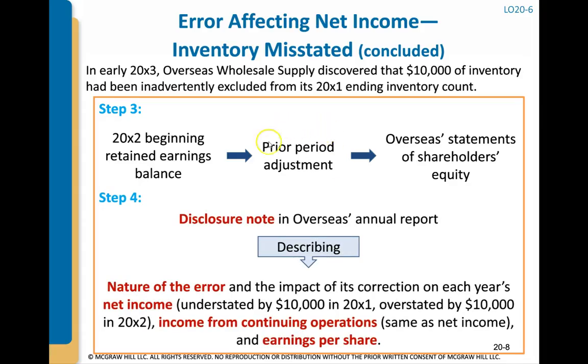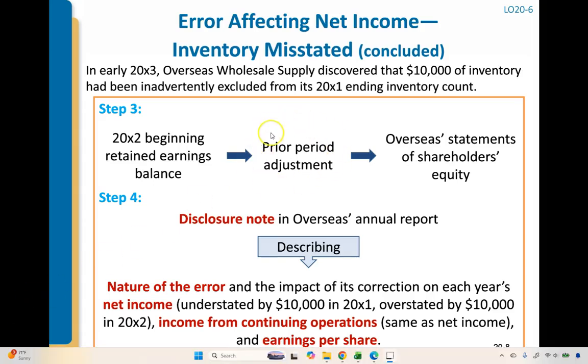If you're not familiar with the prior period adjustment, please see the prior video, because there's a whole video devoted just to how to properly record the prior period adjustment, with various scenarios as to how, depending on when the error is discovered, the prior period adjustment should be reflected within the financial statements. And then, as is the case with any type of change in accounting, whether it's an error or estimate or a change in accounting principle or reporting entity, there's always a disclosure note that's required in the annual report.